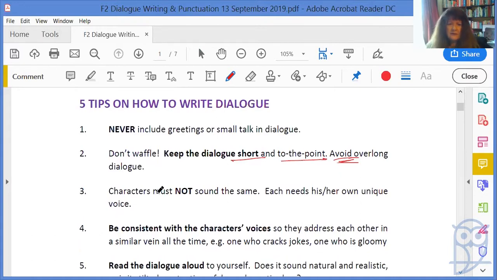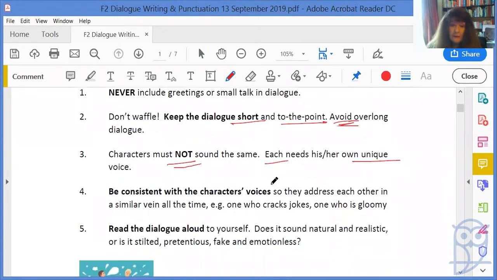Now, another thing to notice is instead of saying John said, Jack said, the characters should not sound the same. Each one needs his or her own unique voice. Because you don't want to be putting in he said and she said every other line. If characters have their own way of speaking, the reader should be able to guess exactly who is speaking. So you have to be consistent with the character's voice. So they address each other in a similar vein all the time. If it's consistent, it's going to be similar.